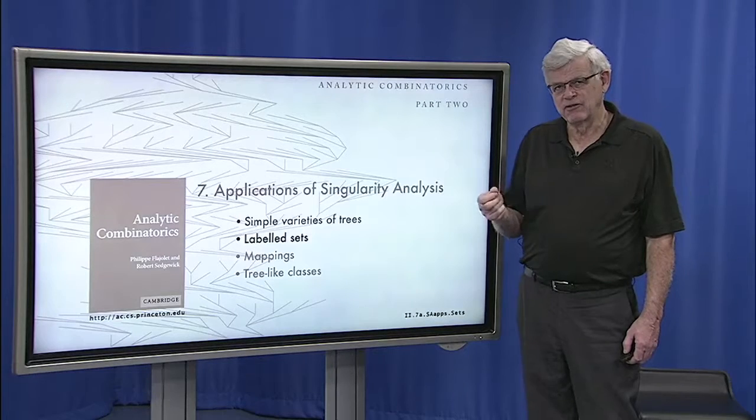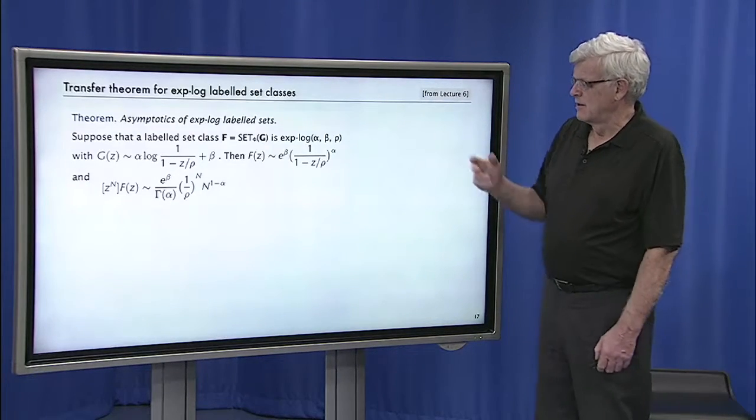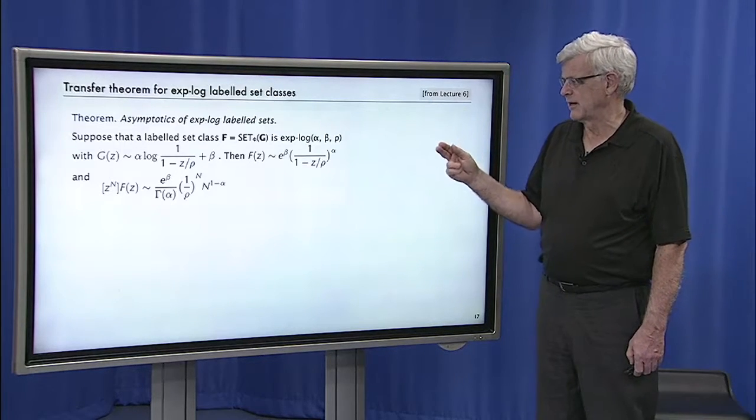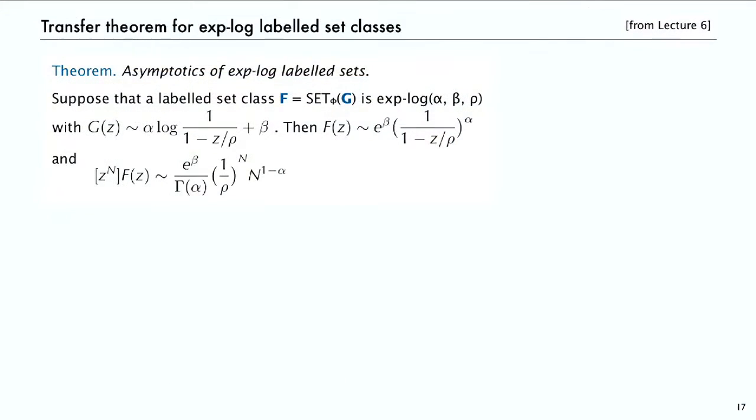Let's take a look at another schema, the labeled set schema or XBLOG schema. And again, this is another one that we proved in the last lecture using singularity analysis. So it says if you've got a construction of the form f equals set with some restrictions of g, and if it's XBLOG, that means that g can be approximated as something like log of 1 over 1 minus z plus a constant with other constants alpha and beta involved.